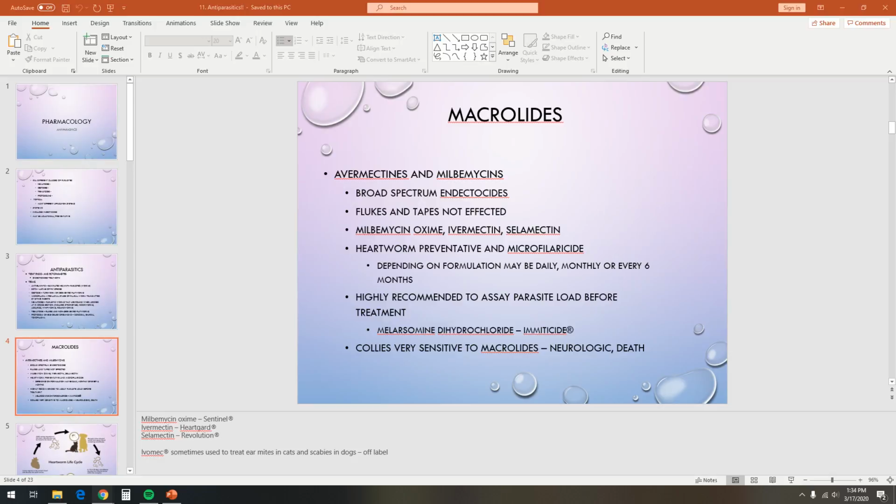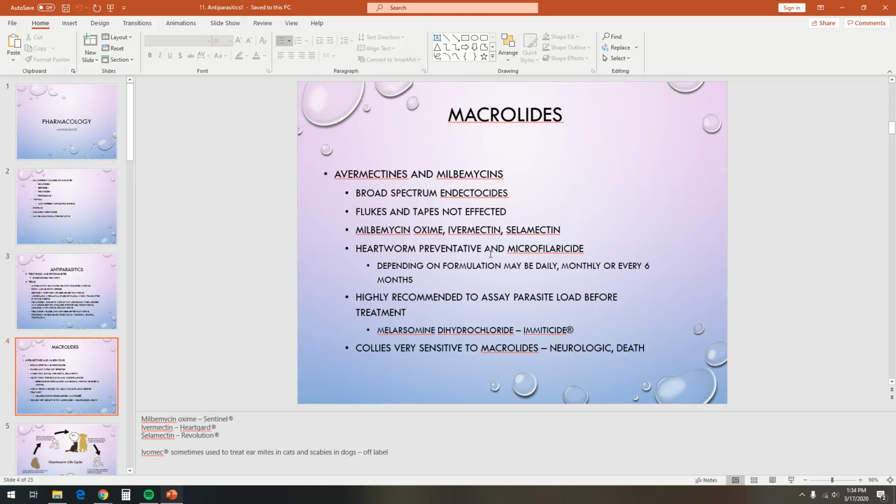Flukes and tapes like to do their own thing because they are a little bit tougher to kill. And so these broad spectrum guys aren't going to kill them. Milbemycin oxime, ivermectin, and selamectin are the three different types of drugs we're going to talk about here.